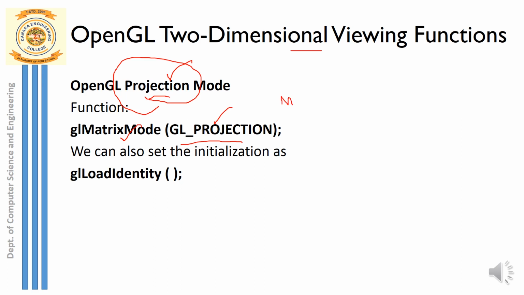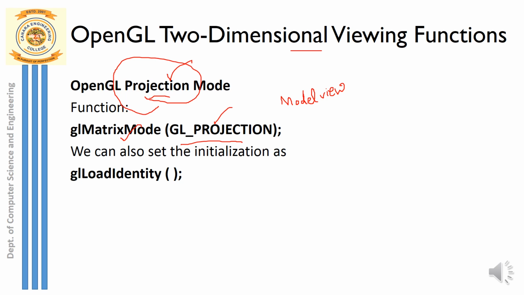If at all you don't set up the mode as projection, by default the matrix mode will be set to model view. So keep this in mind. Model view is one mode, and the next important mode is projection mode.